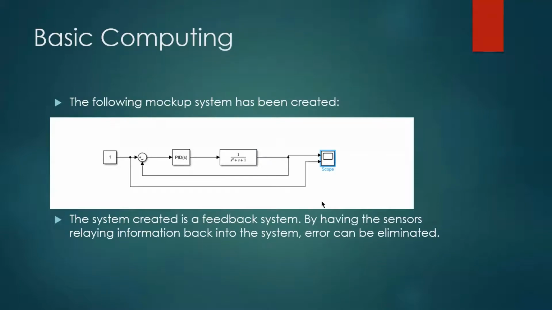The following image here is a feedback system mock-up that I made. It's very simple. You have your input data, which is attached to the PID controller and your transfer function. But what you'll notice is actually the line that goes back into the system. This is the sensor portion of this model. It is relaying information back into it and subtracting the error so that way it can get more accurate results.